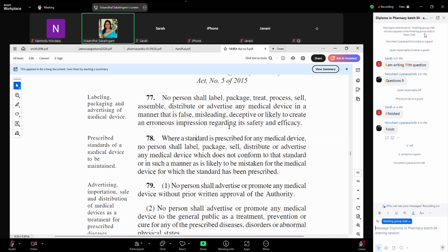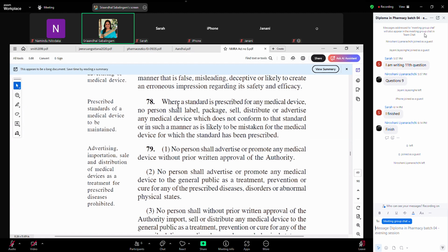And standards. So where a standard is already given for a medical device, no person can label, package, sell, distribute, or advertise any medical device which does not conform to such standard, right? For example, if there is a glucometer which is suitable to check the blood sugar level, the machines have a sensitivity and accuracy. It has a medium to moderate sensitivity and accuracy, but you can't claim that it's always correct. Or a pressure checking meter, there can be some machinery faults, right? But giving false information, claiming it's 100% accurate or has 100% sensitivity, you can't do that where the standard is already given. Even if there is no standard, you can't claim a fake standard.